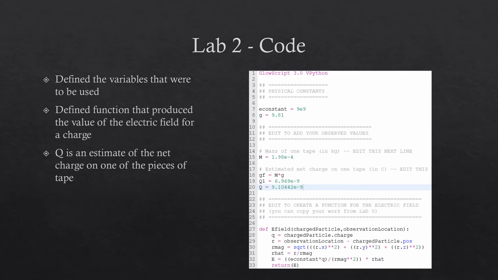The bulk of Lab 2 consisted of coding in Python to create a computational model. In the first part of the code, we defined the variables that were to be used, we made an estimate of the charge on one of the pieces of tape, and defined a function that produced the value of the electric field for a charged particle.